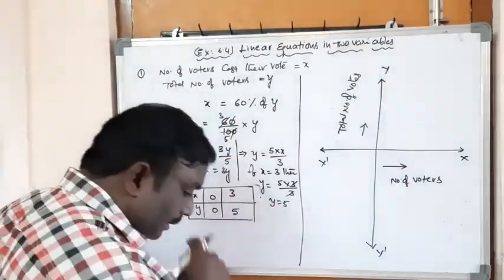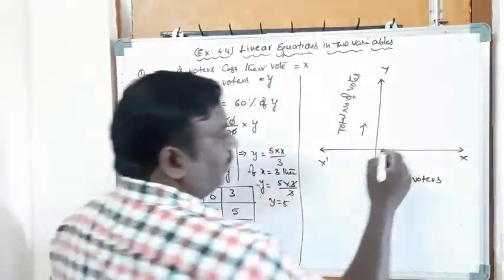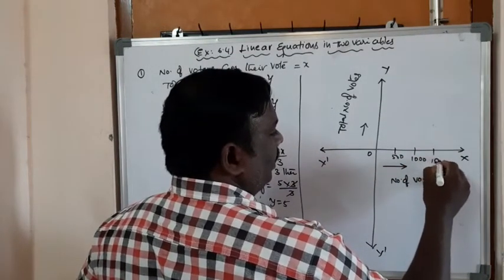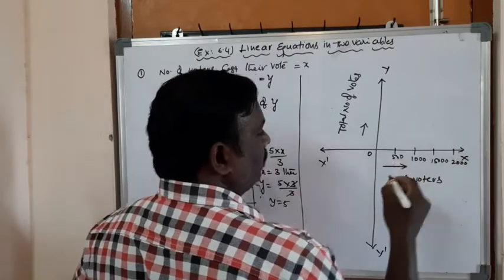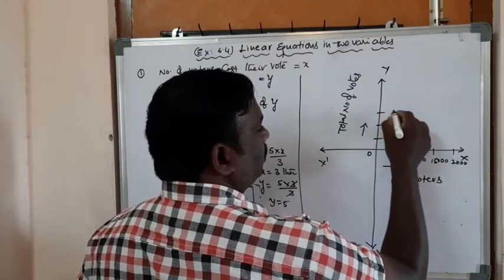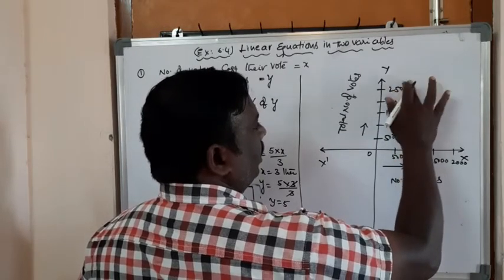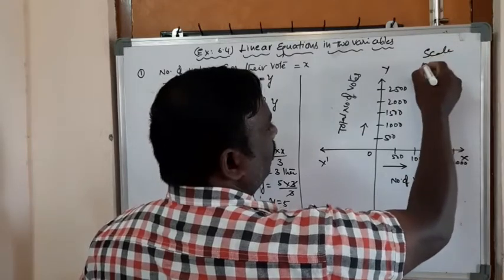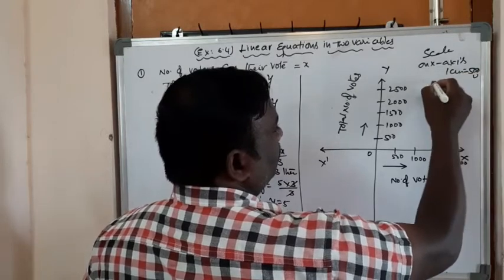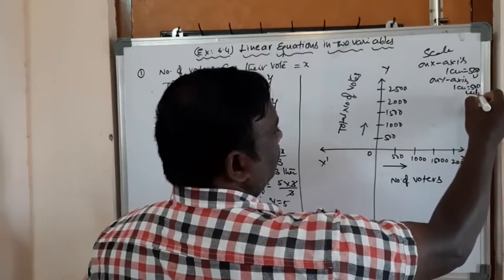So see here, different values are there. Now I am taking 1200 and 800, I am taking 500, 1000, 1500, 2000. Similarly, 500 scale, I am taking 500 as 1 unit, 1000, 1500, 2000, 2500. So right here scale on x axis 1 centimeter equal to 500 units, on y axis 1 centimeter equal to 500 units.